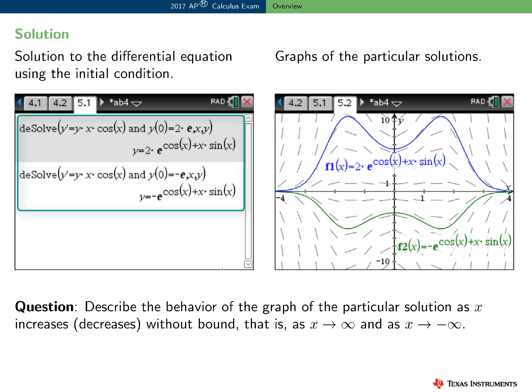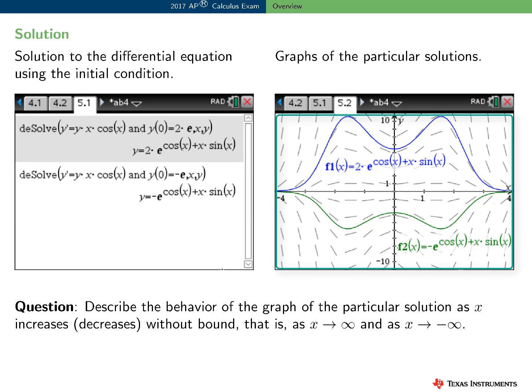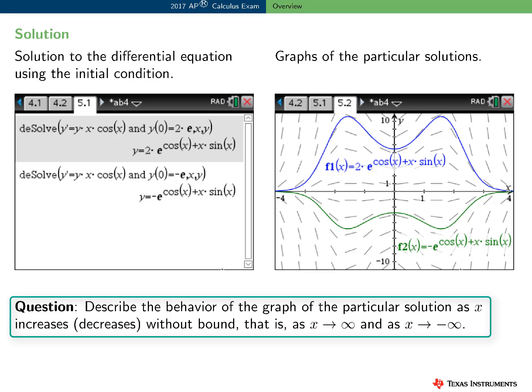Here's a technology solution to this example. I used the TI-Nspire again to find each particular solution to the differential equation. And on the right, I constructed a slope field and added graphs of the two particular solutions. I think this nicely illustrates the concept of the interval of definition and why we need that absolute value symbol. The sign of the argument of the natural logarithm, which is y here, really determines the branch of the solution.